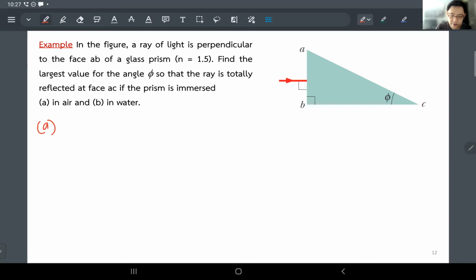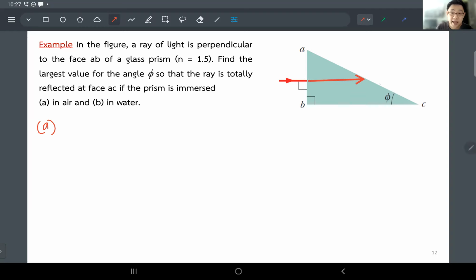First things first, what happens at the first interface? What do you think? Of course, look at this one. The light just hits the surface AB perpendicularly. So that means your incident angle is 0. You guys with me? Because you're just going along the normal line. So with a 0 incident angle, you're going to get nothing. It's just going to go straight out. Does that make sense, guys? Cool. So the first interface doesn't really give you any problems.